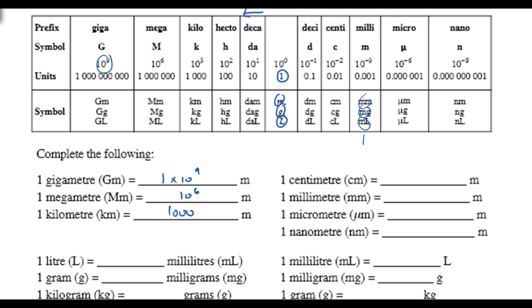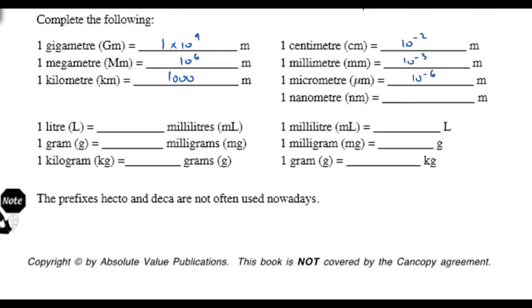Okay, 1 centimeter is 1/100th of a meter, so that's 2 decimal places, or 10 to the -2. 1 millimeter is 1,000th of a meter, so that's 10 to the -3. 1 micrometer is 10 to the -6 meters, and then so on. You can fill out some of these other ones.